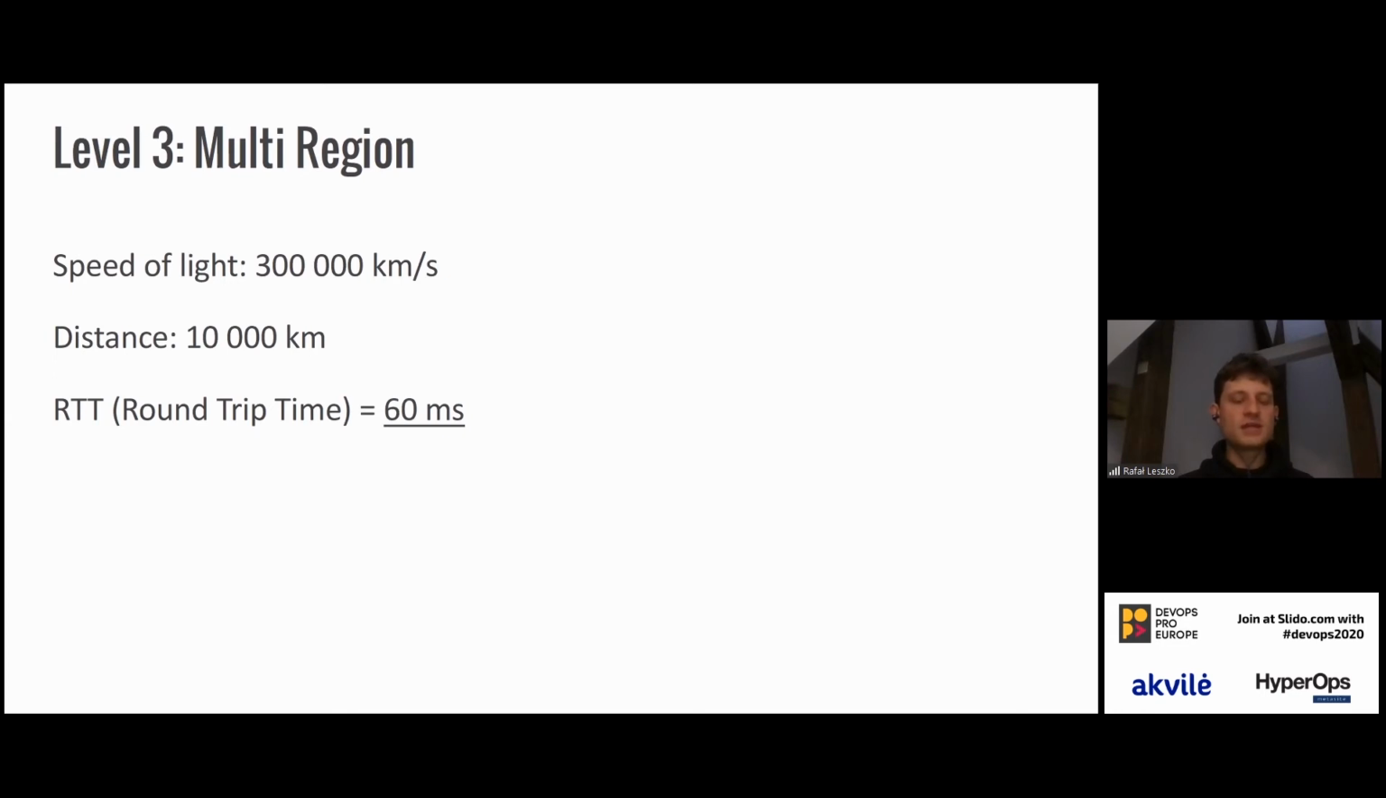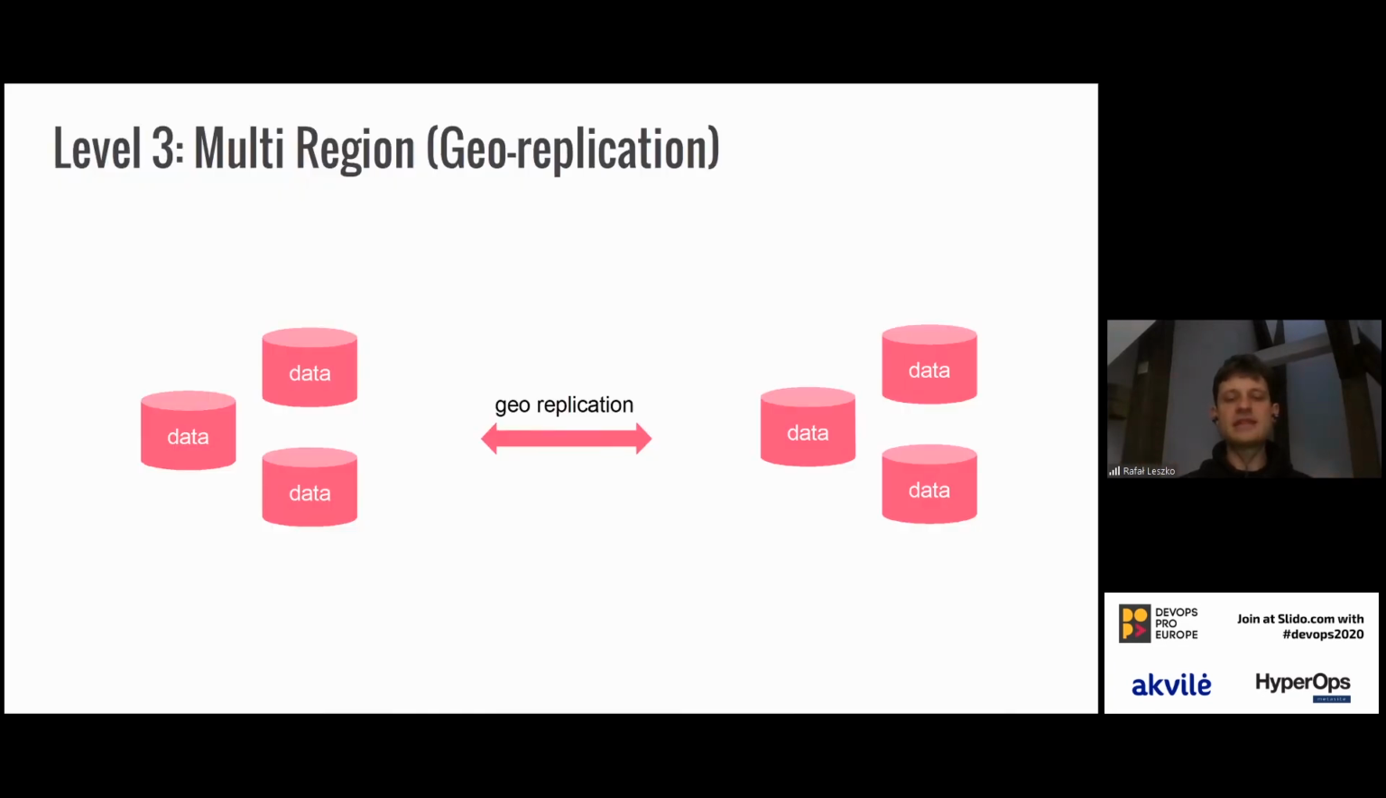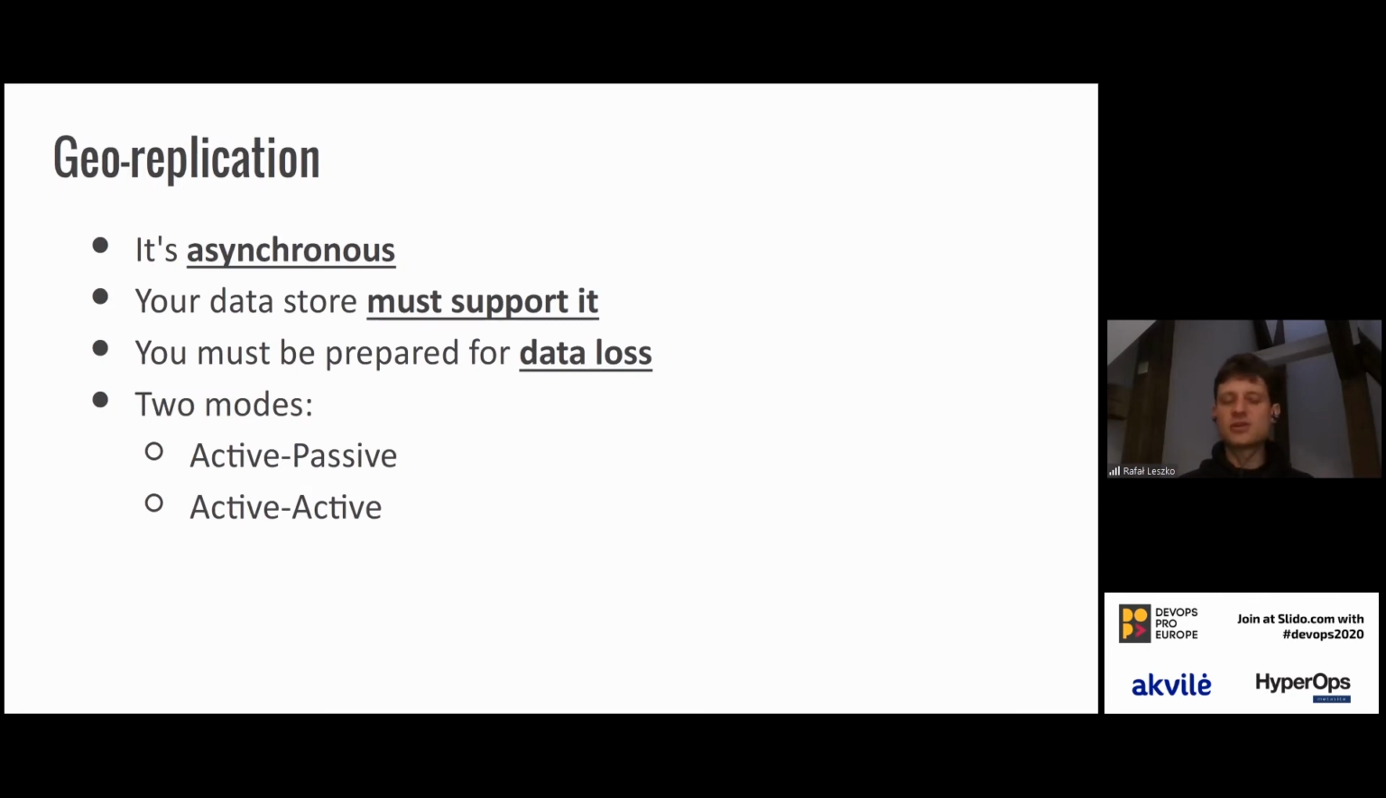That is why, between our data stores, we need geo-replication. So we set up separate data clusters and use geo-replication between them. What is specific about geo-replication, and why is it different from normal data replication? The difference is that it's always asynchronous, because it would be too slow to support synchronous replication.